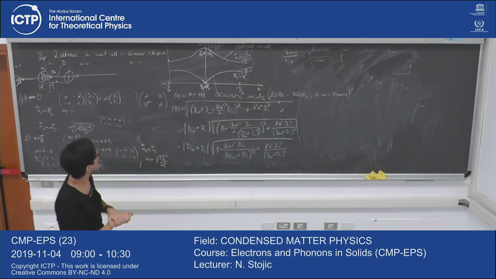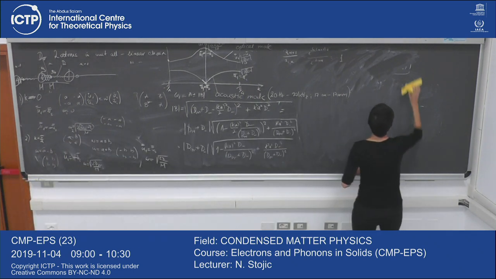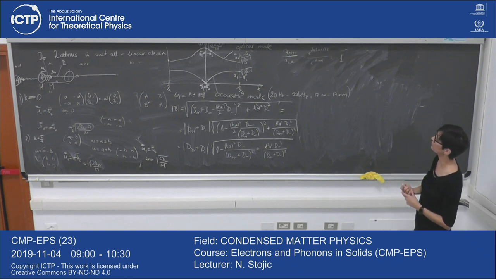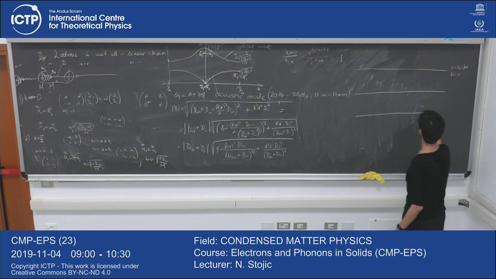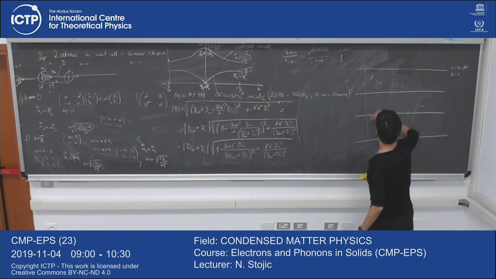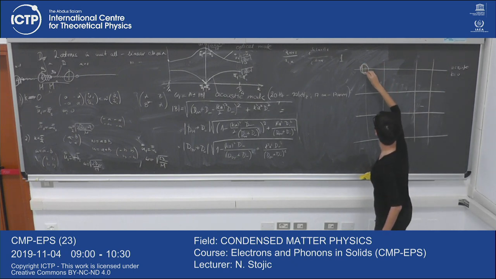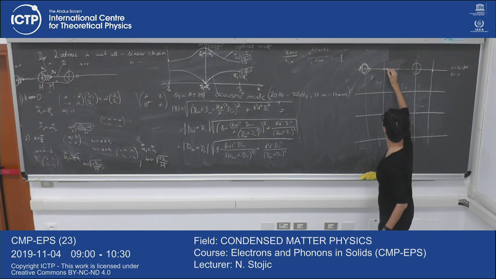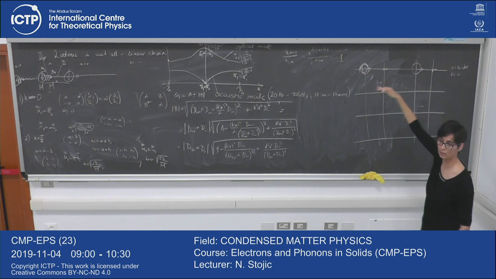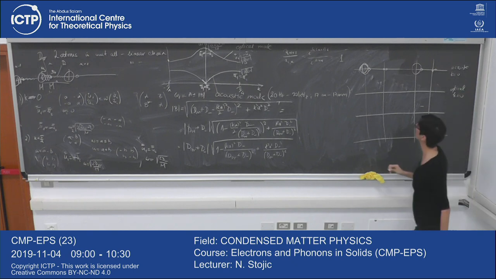Okay. What else I wanted to say here? Maybe I can draw a few displacements for the optical and acoustic mode. In this case, acoustic at k equals 0. This is the big atom, the small atom, the big atom, the small atom. How do they move? They move all in phase. So this is the easiest case. Optical at k equals 0, they're just moving opposite.